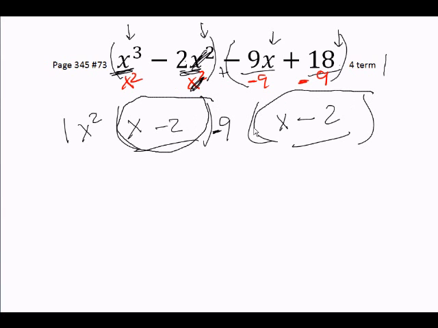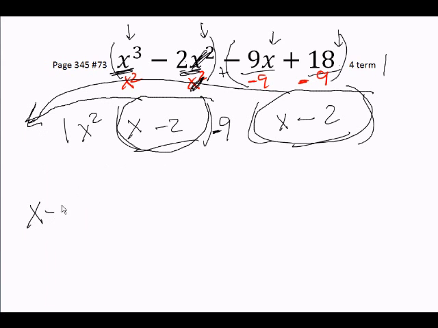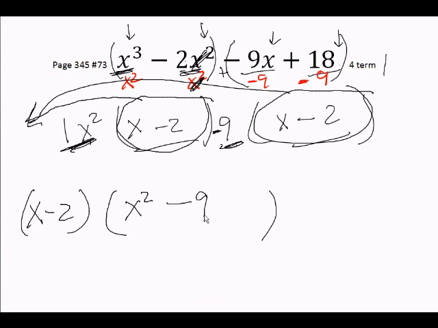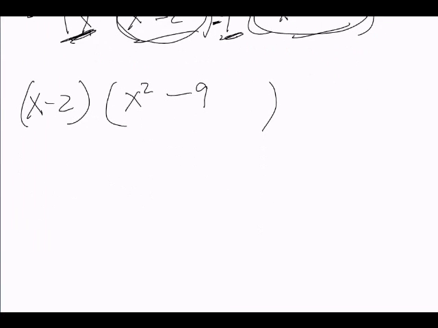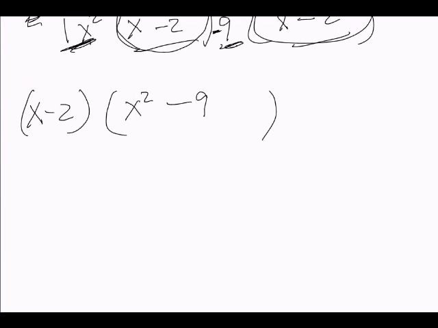This next step for factoring, since the parentheses are the same, we're going to pull out the x minus 2 into one parentheses. We're just pulling it out, and then it's multiplied by everything left over. Left over, I have 1x squared. I'm just going to put an x squared. And I have a -9. So this is my answer. X minus 2 times x squared minus 9.